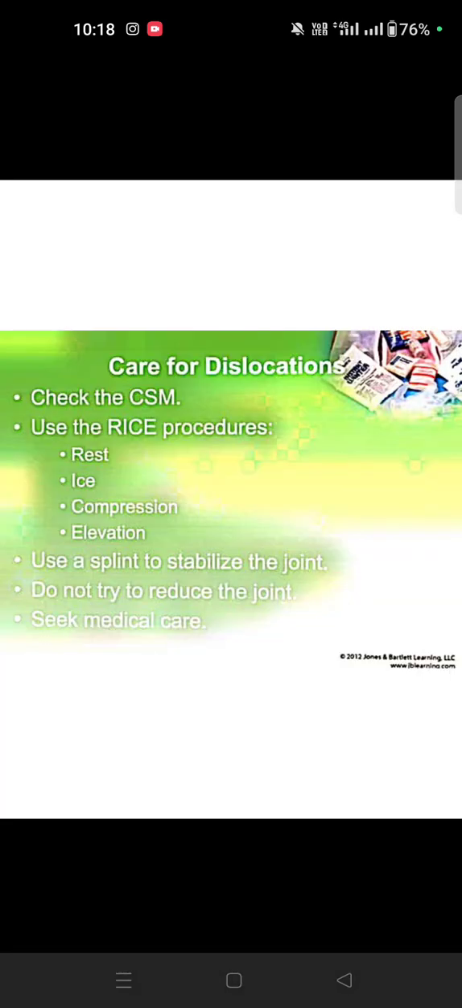Here is the RICE procedure: rest, ice, compression, elevation. Apply the ice pack for 20 minutes and apply compression for 3 to 4 hours, then repeat the cycle. Elevate the injured part. Use a cold compress. Then muscle injury.